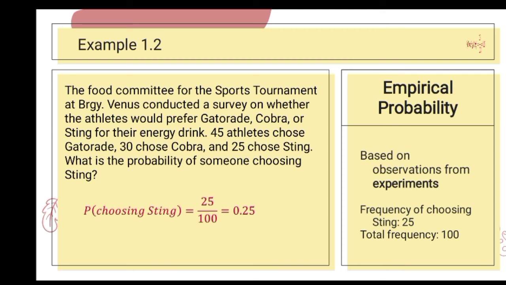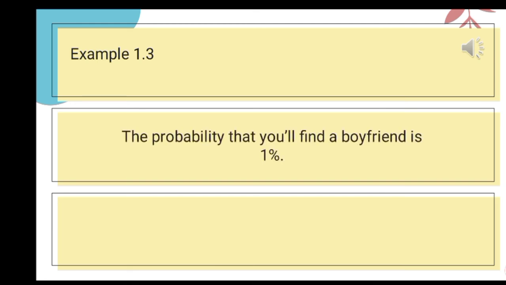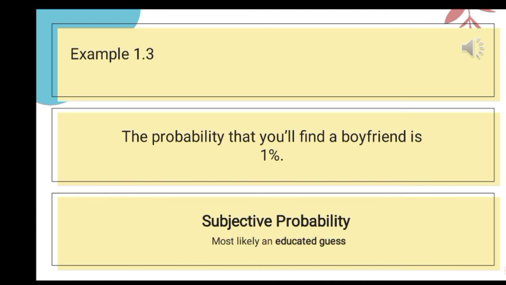Lastly, we have example 1.3. The probability that you'll find a boyfriend is 1%. What type of probability do you think this is? This is subjective probability. Why? Because it is most likely an educated guess or intuition.